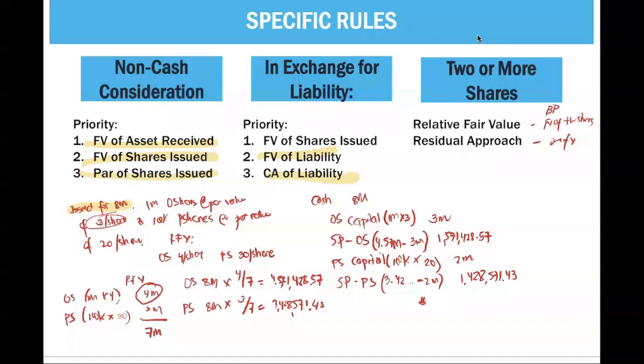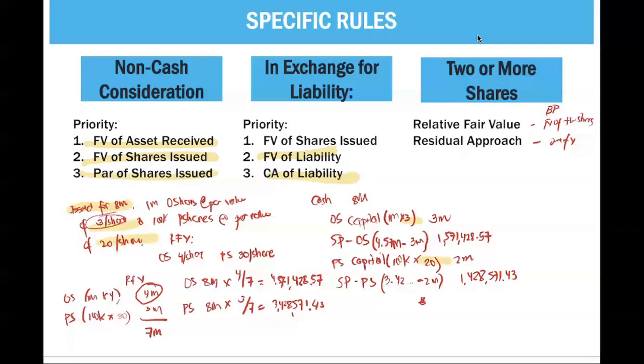However, now, since we have share premium, any excess consideration is to share premium. Take note, the capital should always be at par. So we have here 3 pesos par, and 20 pesos par. Okay? And the excess is to your share premium. That is under relative fair value.